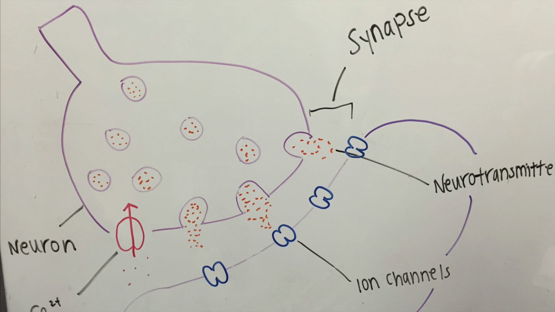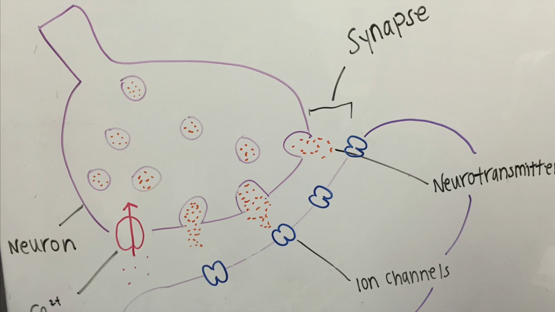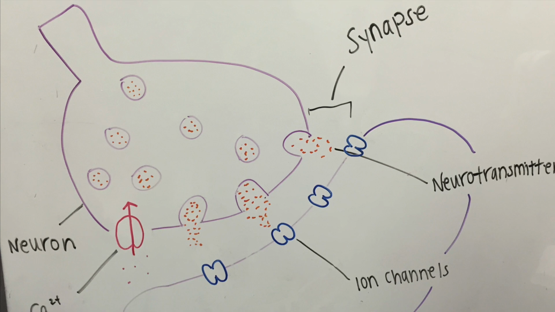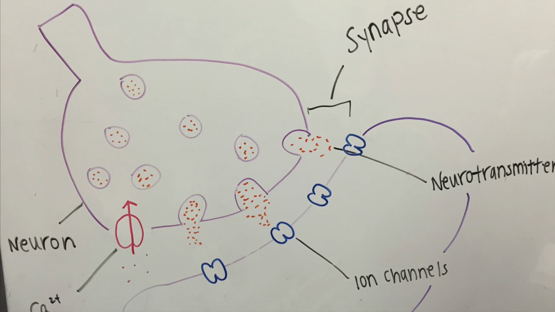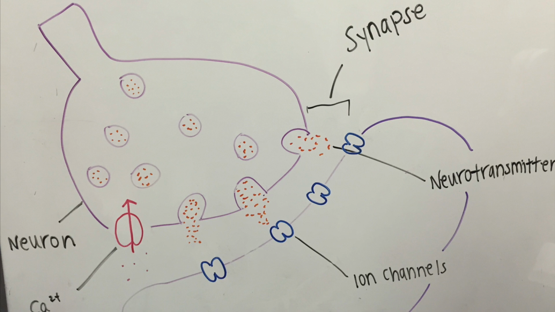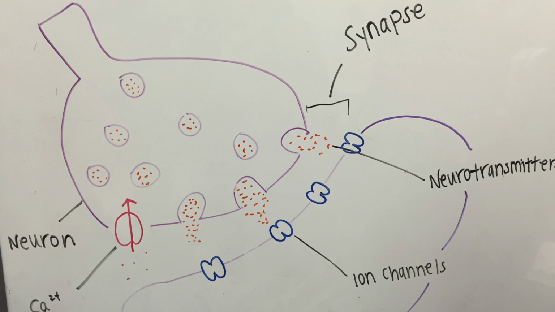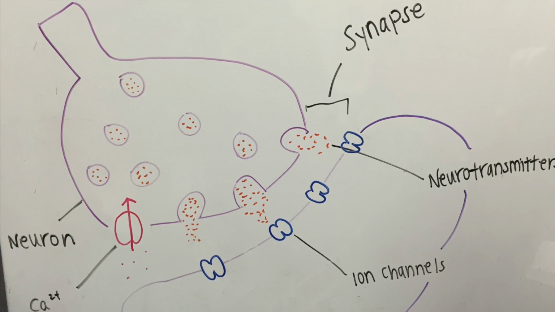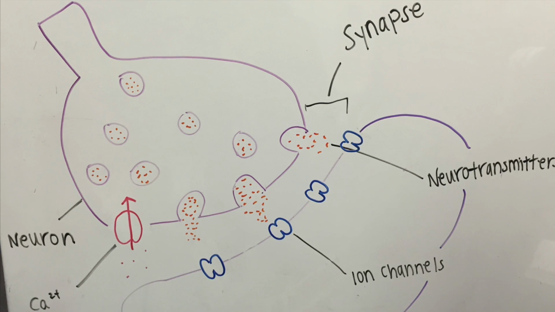Now let's talk about how neurons communicate with other cells and how the information is passed along. The picture that you see on your screen is a diagram of this process. So to start off, the plasma membrane of the synaptic terminal opens calcium channels when the action potential depolarizes. The calcium channel is voltage gated, and it allows for calcium to enter the terminal.